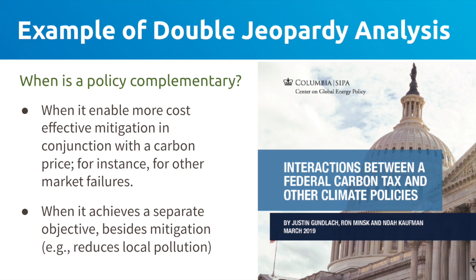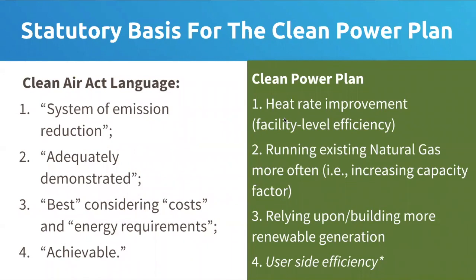So what I wanted to do is take us through the Clean Power Plan and do a fairly granular analysis of how that plan worked in the past tense. But this framework is what a lot of people seem to be hoping might be reinstated. So there is the Clean Air Act language that the EPA has to key off of in determining what kind of regulations it can pass with respect to existing sources. The regulations have to be based on a system of emission reduction. They have to be adequately demonstrated. They have to be the best considering cost and energy requirements, and those regulations have to be achievable. So that's a lot of stuff.